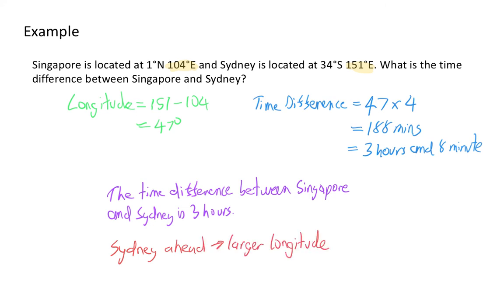Even though the question's not asking that, it is important to remember that the city with the larger east longitude is going to be the city that is ahead of the other city. So that's an example of how I can use the difference in longitude to be able to calculate the time difference between two locations.